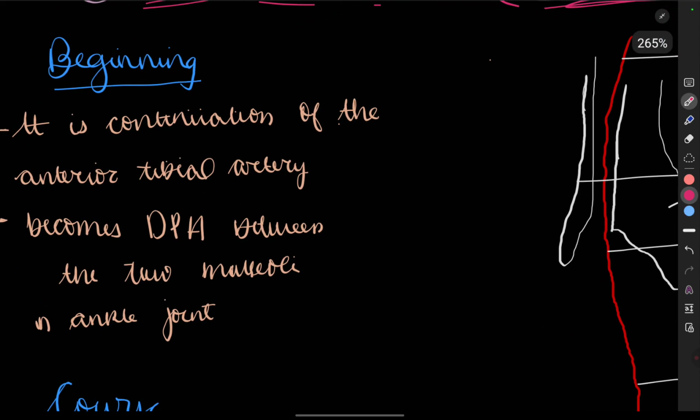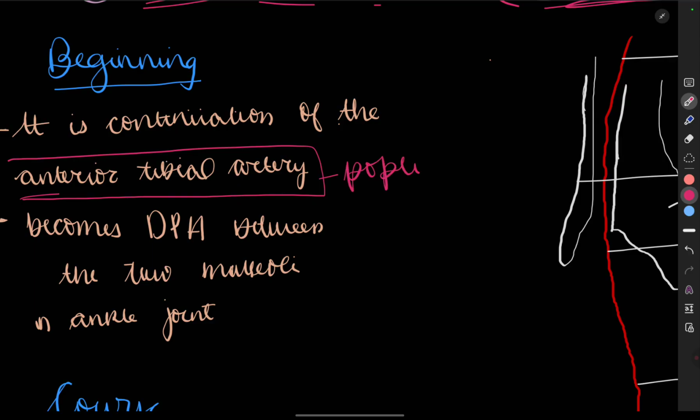Okay, beginning: it is the continuation of the anterior tibial artery, and the anterior tibial artery is the continuation of the popliteal artery.